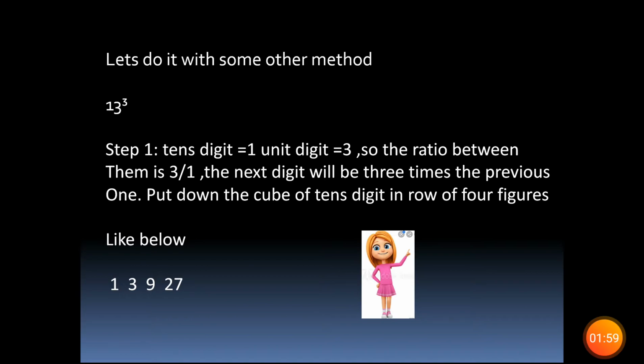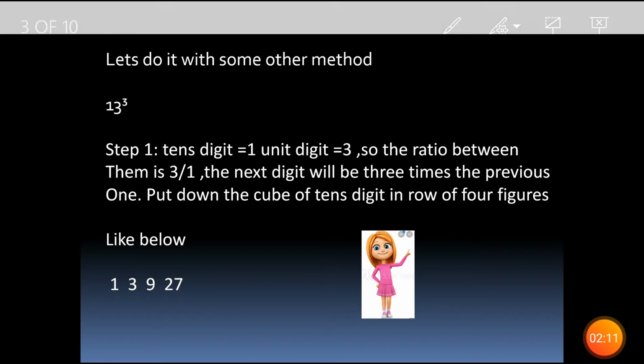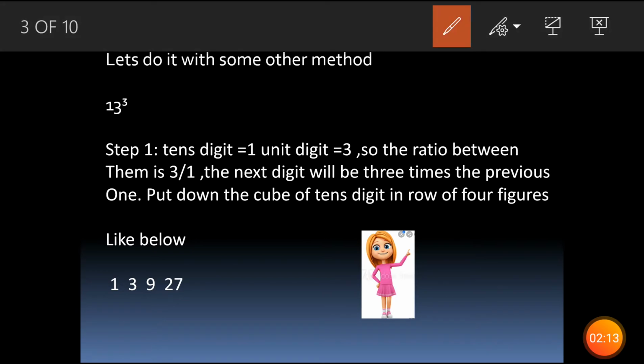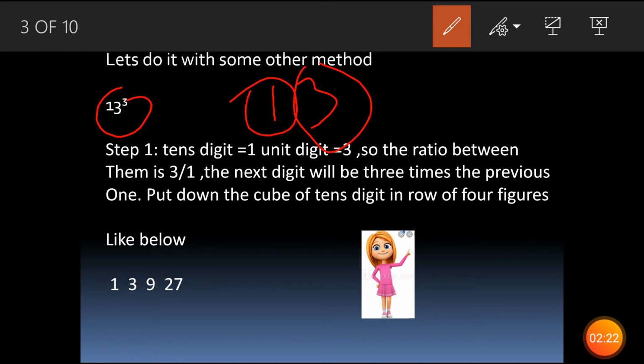Now the same example, first of all, 13 cube. I have taken this example so that you can learn the method easily, and after that we will pick some more examples. So 13 cube. What is the first step? Just pay attention. The number is 1 and 3. Our unit digit is 3 and our tens digit is 1. So what is the ratio of unit and tens digit? We get 3:1.